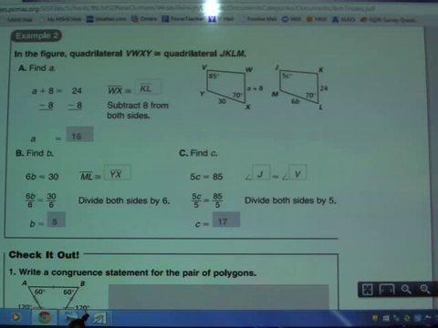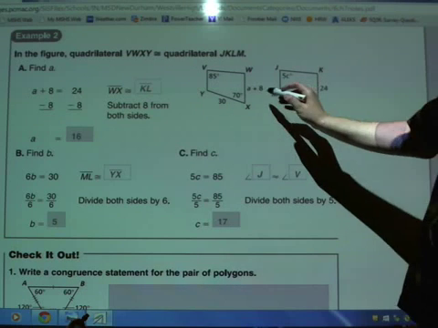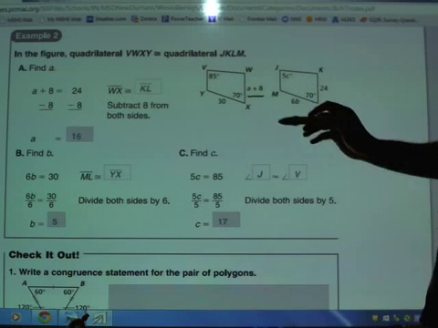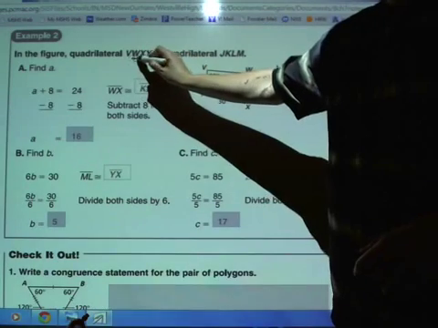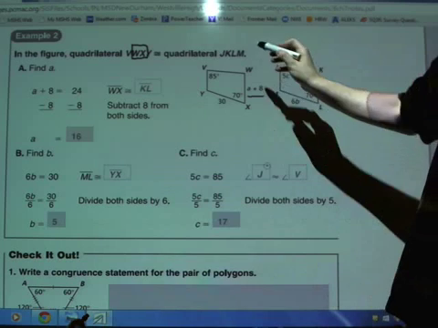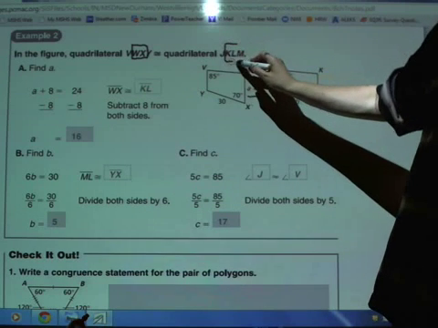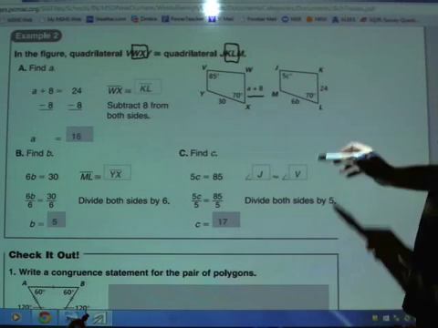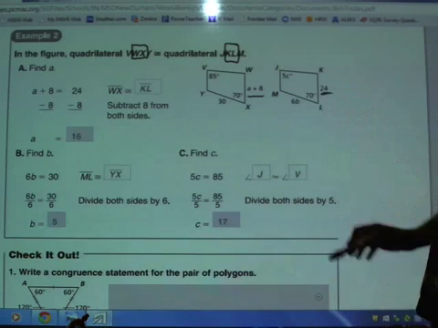So we're going to use the letter order that they've given us in the instructions to help us match things up. The first thing they're asking us is to find A here. Well, A is on this side marked WX. Notice that WX are the second and third letter in the congruence statement. The second and third letter over here are K and L. Well, K and L is this side over here that's marked 24.